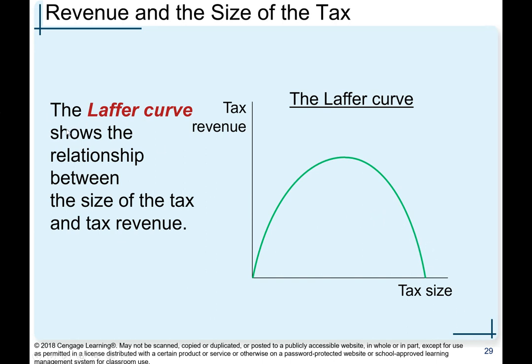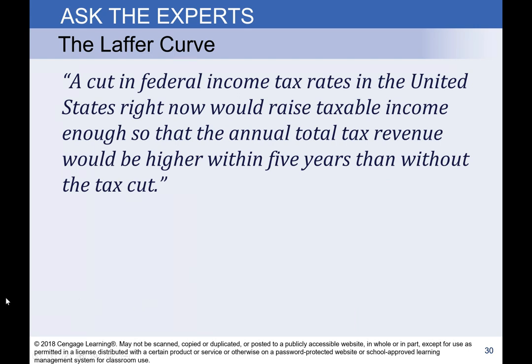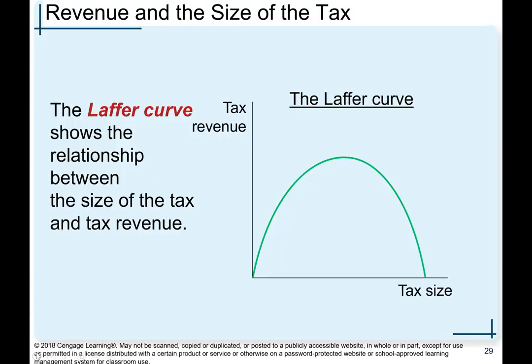The Laffer curve shows the relationship between the size of the tax and the tax revenue. So you can increase the revenue by raising taxes. You can raise taxes, moving this way, and the revenue rises until it gets to a certain maximum point. There is just one point where tax revenue is maximized. If you raise taxes beyond that size, then tax revenue declines. When you raise taxes beyond this point, as you continue to raise taxes, tax revenue will go down.